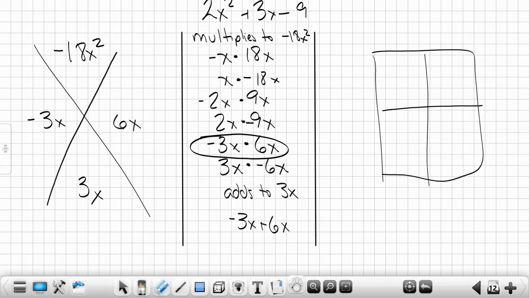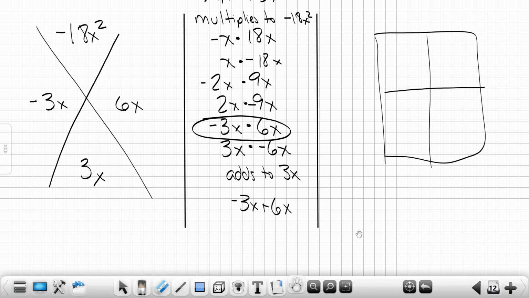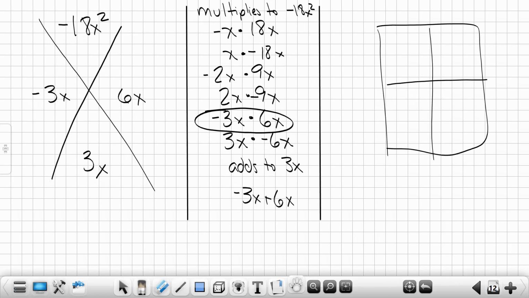But to shorten that process, a little bit to answer Destiny's question, if the last number is positive, you can just look at the middle term. If the middle term is positive, then you only have to worry about the double positives. If the middle term is negative, then you only have to worry about the double negatives. In this case, the middle term was positive 3x.